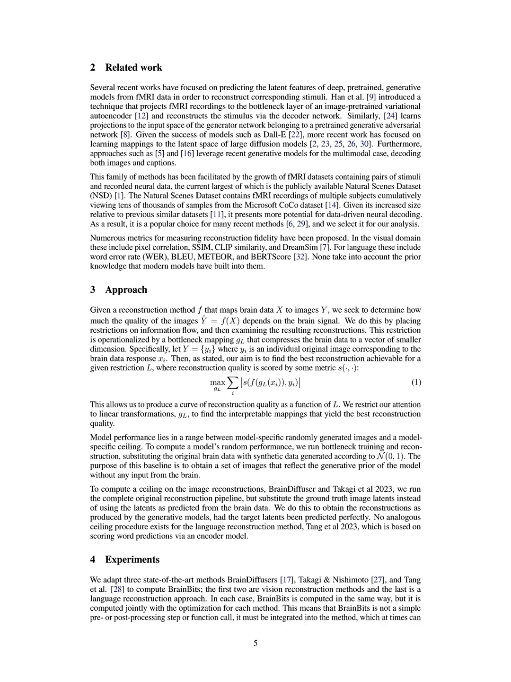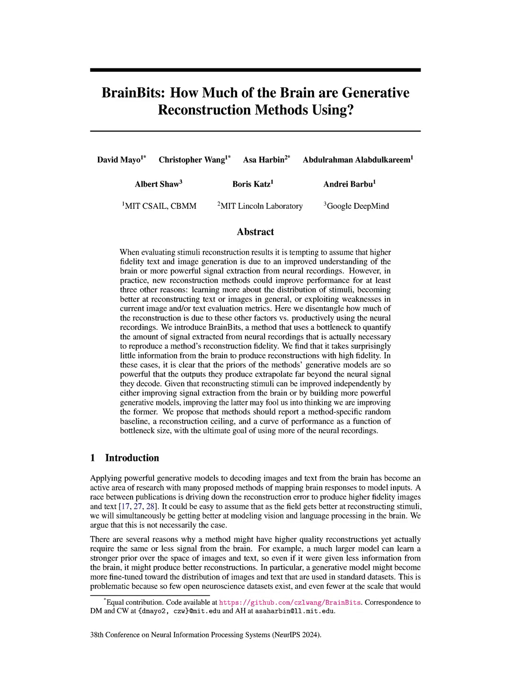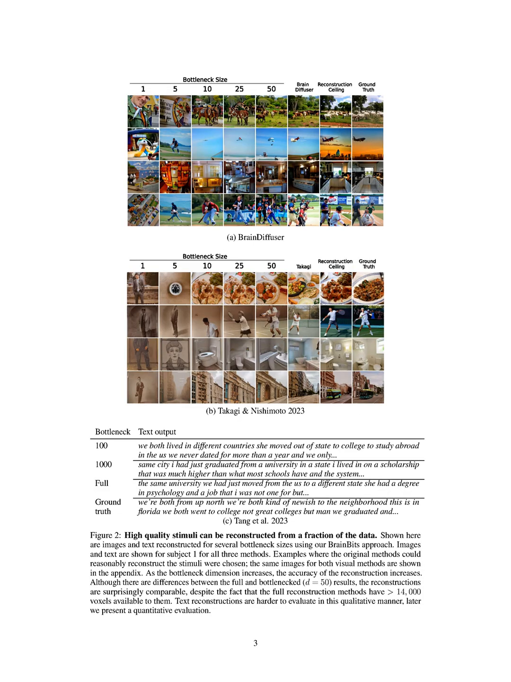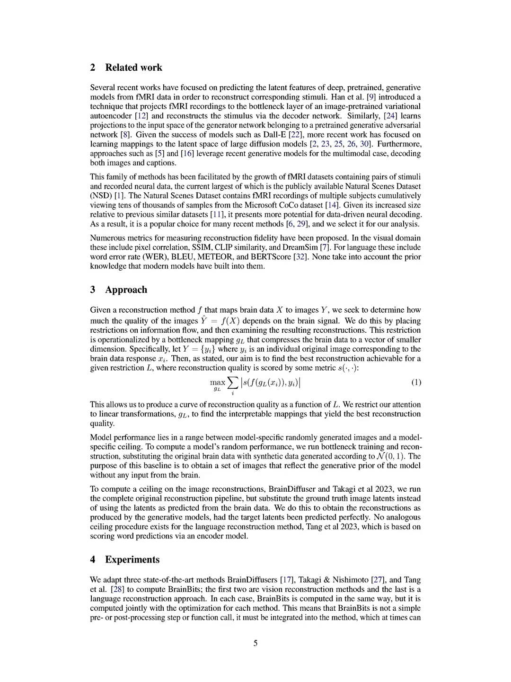This represents a reduction from approximately 14,000 voxels to just 50 dimensions, a factor of about 300, with high performance retention. Similarly, for the Takagi and Nishimoto method, a comparable trend was observed, demonstrating that both methods have high chance performance due to strong priors. In the language reconstruction approach by Tang et al., a bottleneck of size 1000 was sufficient to recover 50% of the performance, averaged across subjects, as measured by BERT, with BLEU and METEOR scores at 26% and 20% of the original performance respectively.